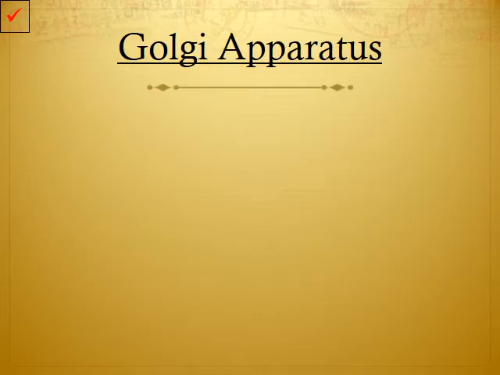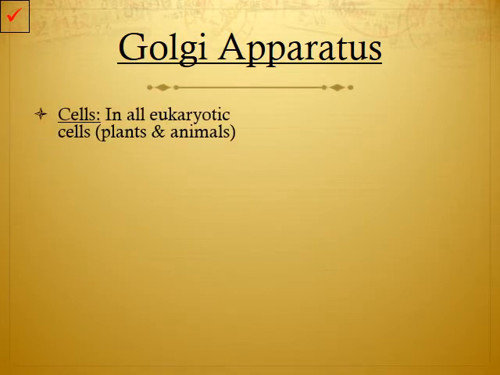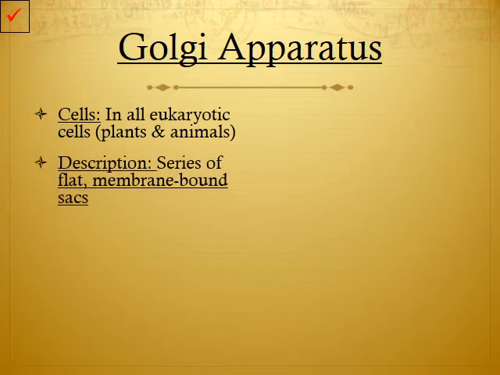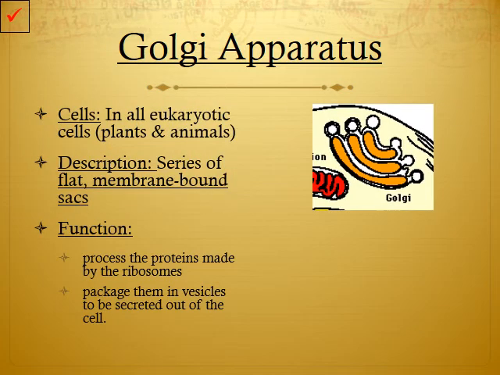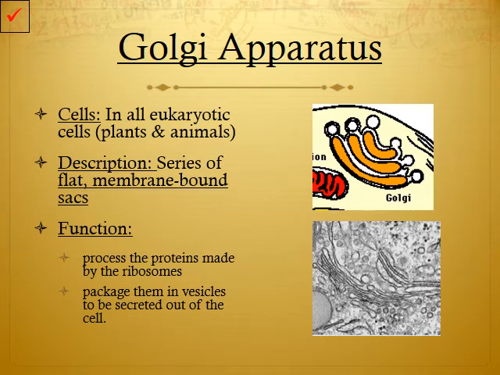The Golgi apparatus, also known as the Golgi body. So these are found in all eukaryotic cells, both plants and animals. It's a series of flat membrane-bound sacs. And the function here is it processes proteins made by the ribosomes, packages them, and then ships them out of the cell. So simply put, the Golgi apparatus is a lot like FedEx. It's responsible for packaging and shipping proteins and other products out of the cell.